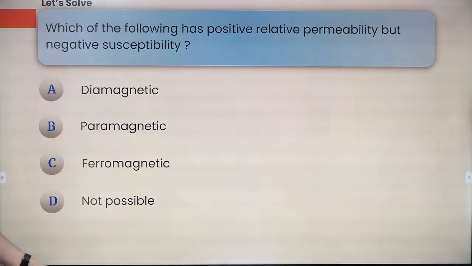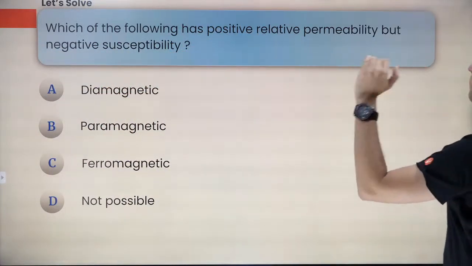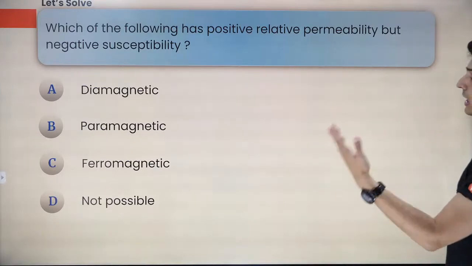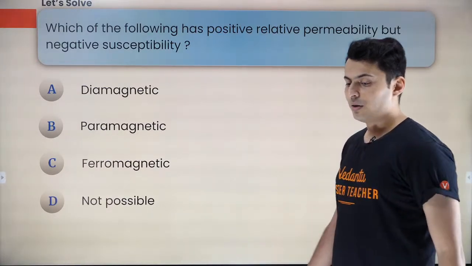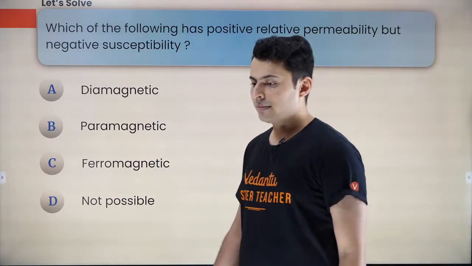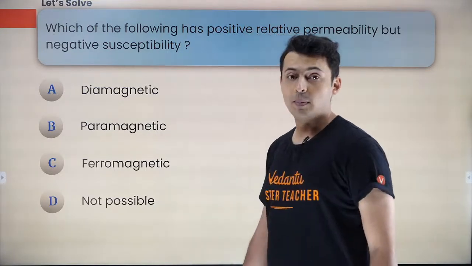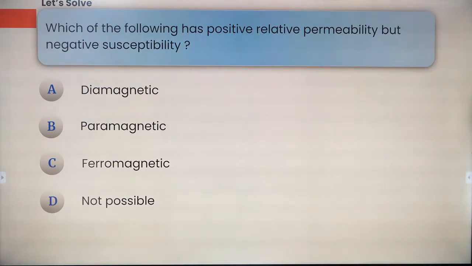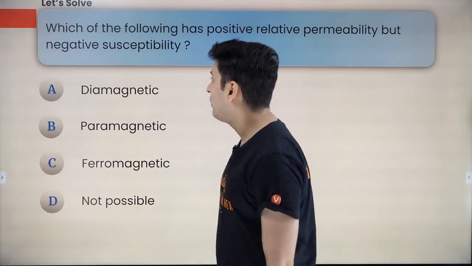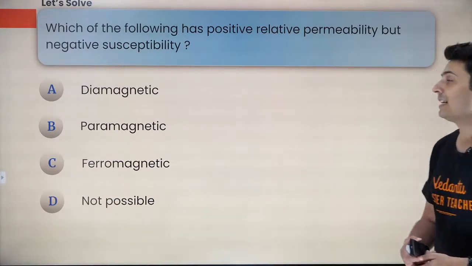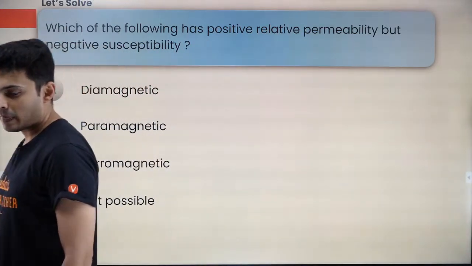Alright, next question coming up on your screen. Which of the following has positive relative permeability but negative susceptibility? Come on, if you have been paying attention closely, then you already know the answer. Positive relative permeability, guys. Alright, a lot of you are saying B.